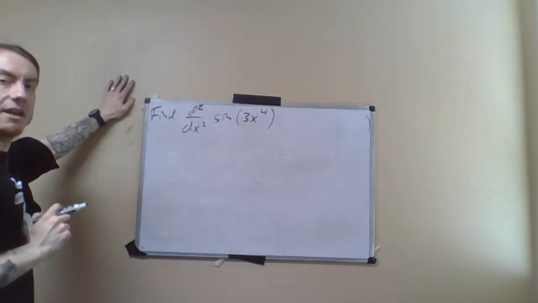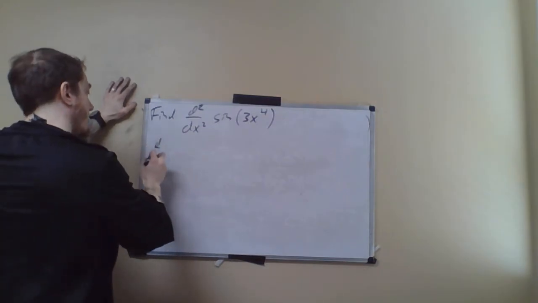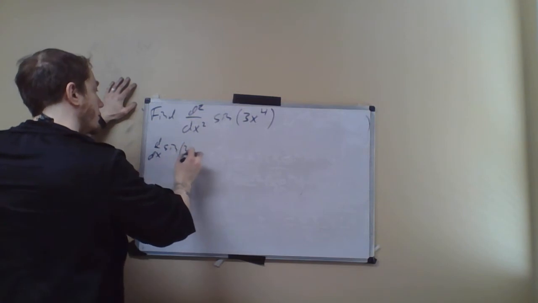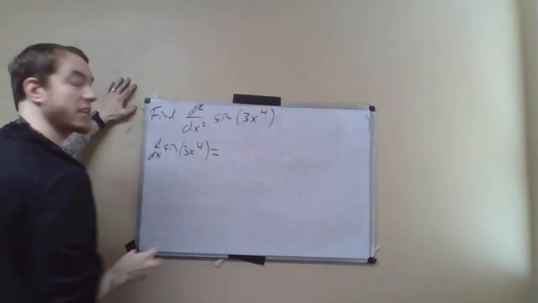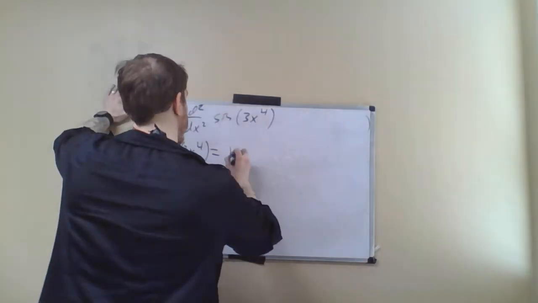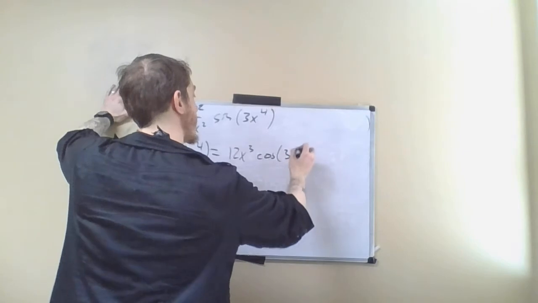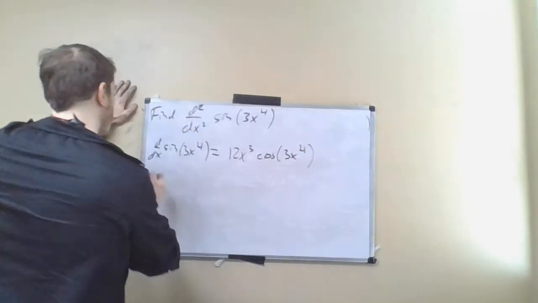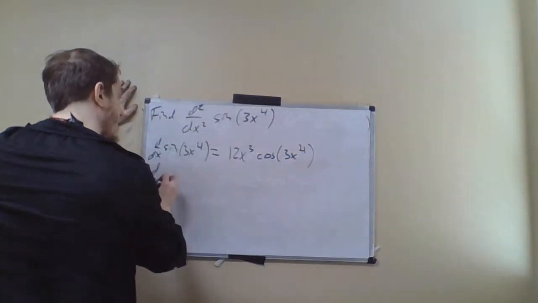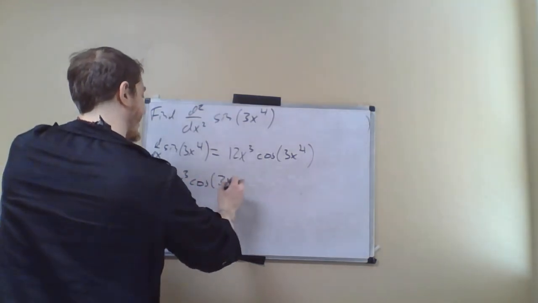This one might take you a minute. All right, so let's first of all find the first derivative of this thing. Now, the first derivative is not too difficult because this just relies upon using the chain rule. And it gives me 12x cubed cosine 3x to the fourth. But now I need to do the derivative of 12x cubed cosine 3x to the fourth.